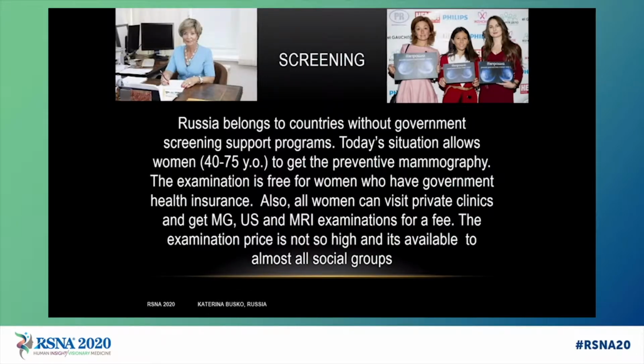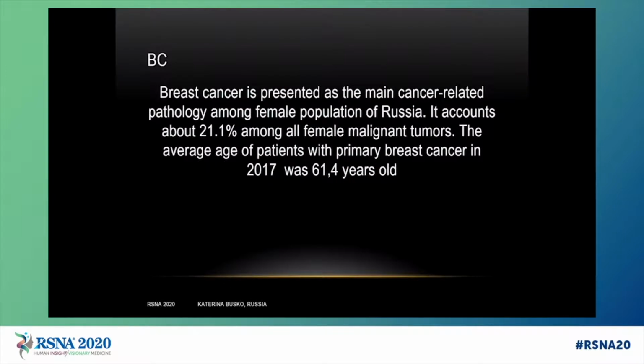What about breast cancer screening in Russia? Russia belongs to countries without government screening support programs. Today's situation allows women 40-75 years old to get preventive mammography. The examination is free for women who have government health insurance. Also, all women can visit a private clinic and get mammogram, ultrasound, and MRI examination for a fee. The examination price is not so high and it's available to almost all social groups.